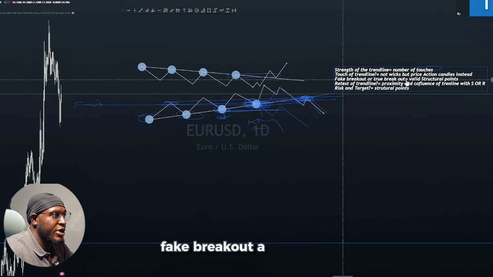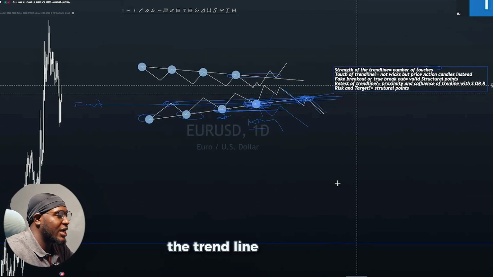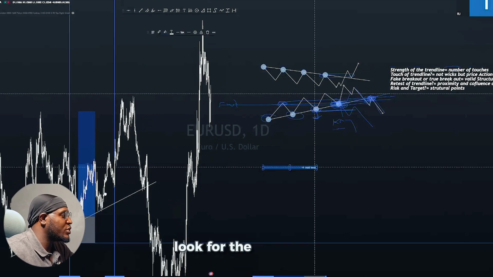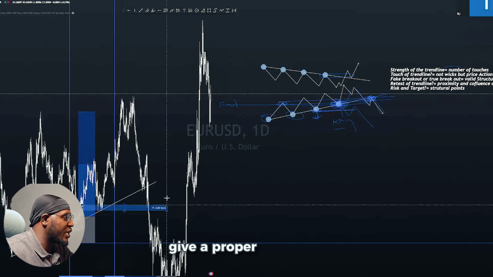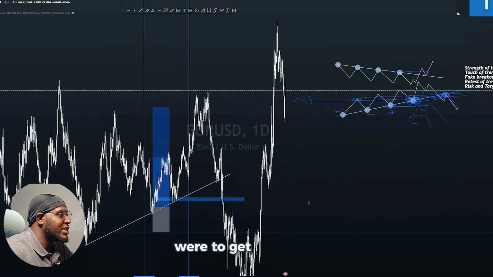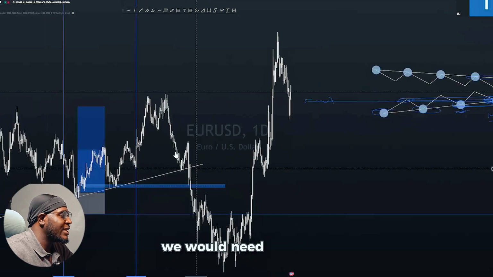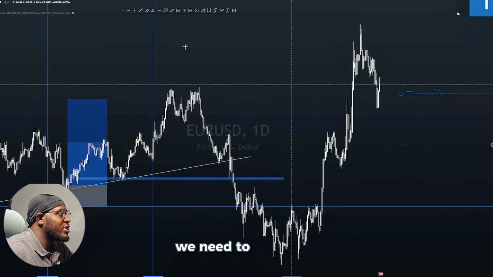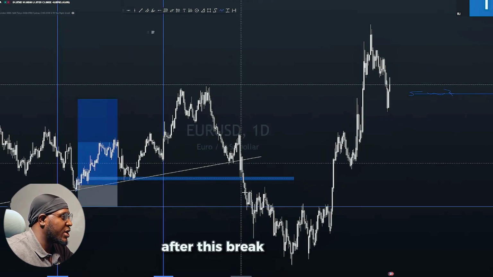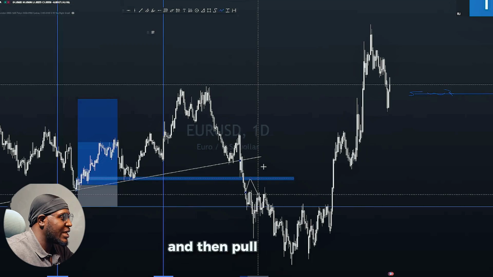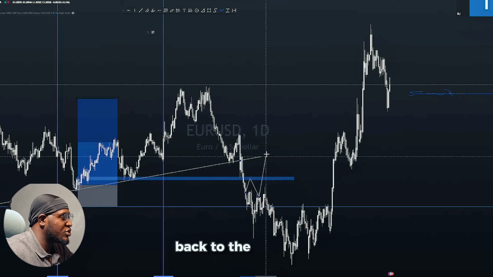A fake breakout, a true breakout, the retest of the trend line. Now, in order for us to look for the retest of the trend line, for instance, this trend line didn't give a proper retest. But if we were to get a proper retest, we would need to see prices do what? We would need to see prices pull back after this break, something like this, and then pull all the way back to the trend line.